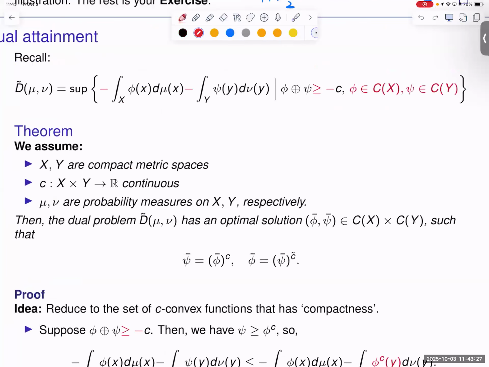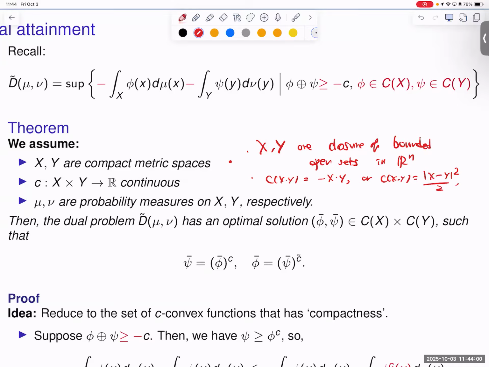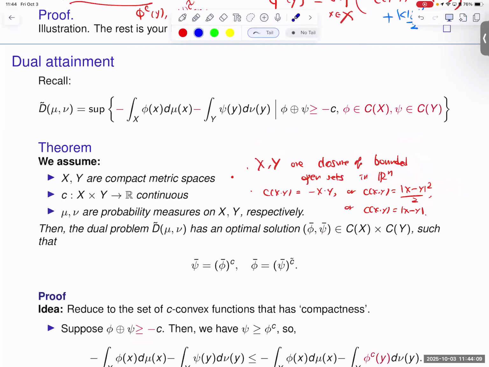So an example of this related to the previous case is that x and y are closures of bounded open sets in R^n, and c(x,y) can be just minus x dot y, or you can just consider this very important cost function, or c(x,y) be like all these things. Then you have such a result.